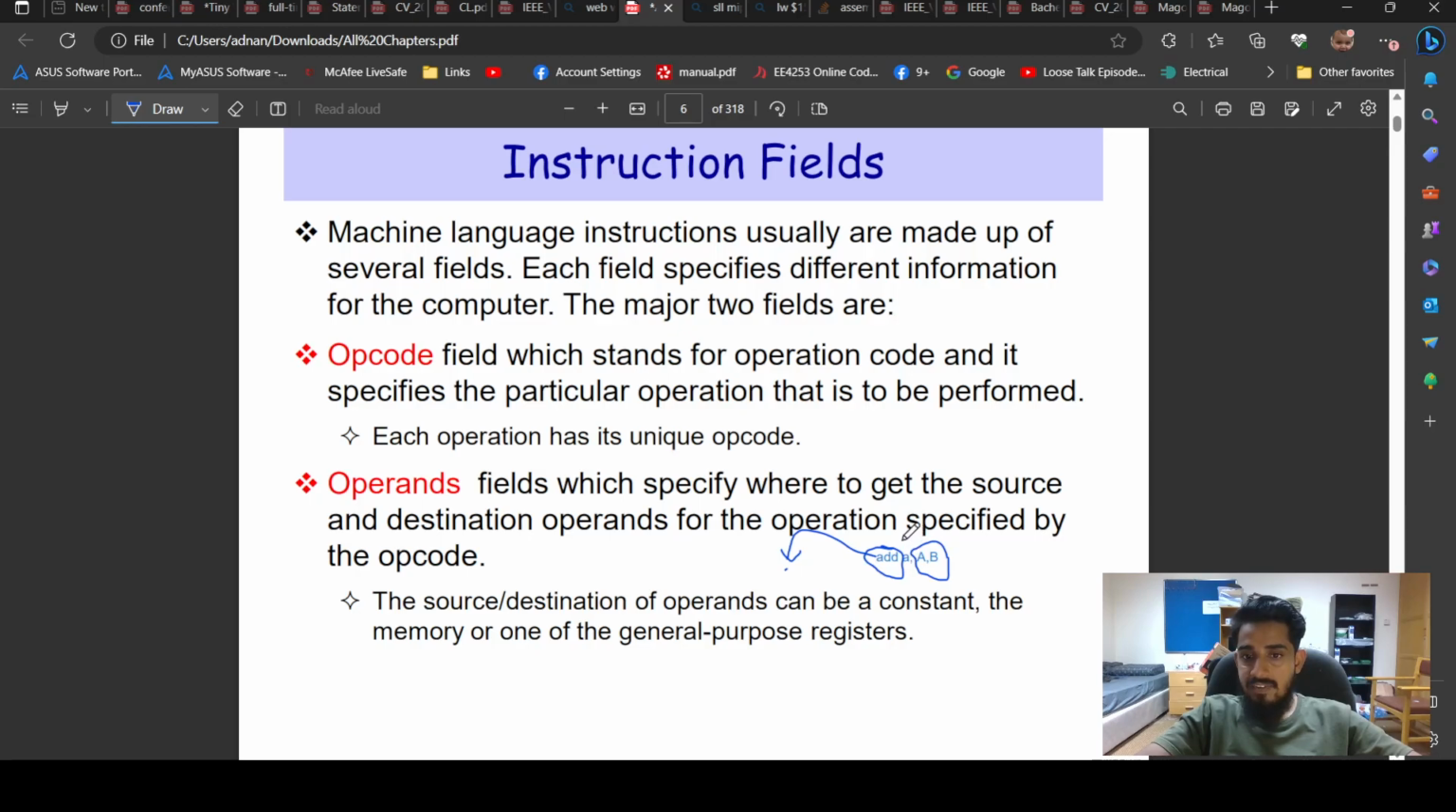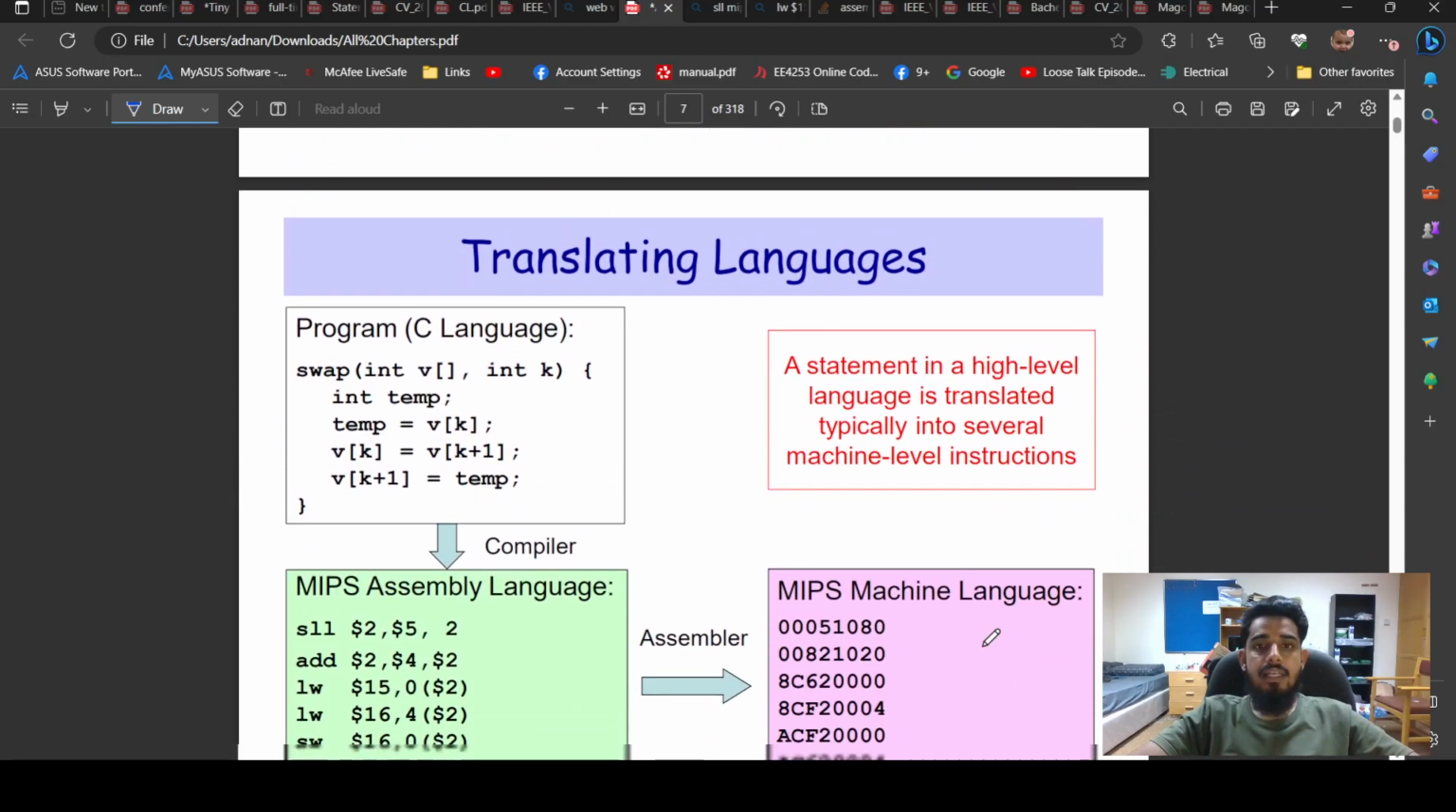Here this first A is actually the destination. It could also be a register or a memory location. The other operands are our sources, and this is our destination, where we are going to store our value. I hope this is clear.